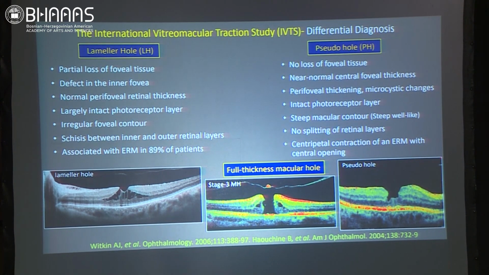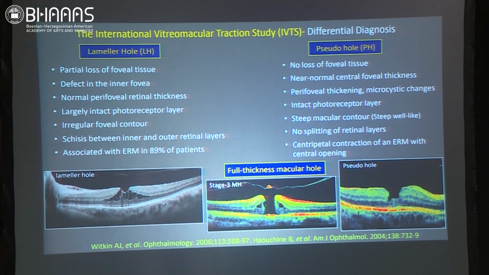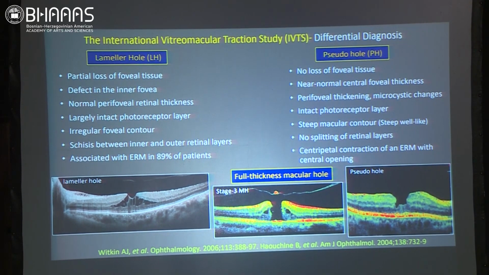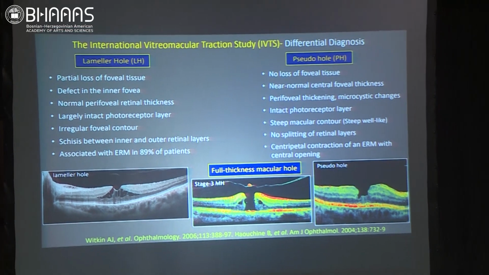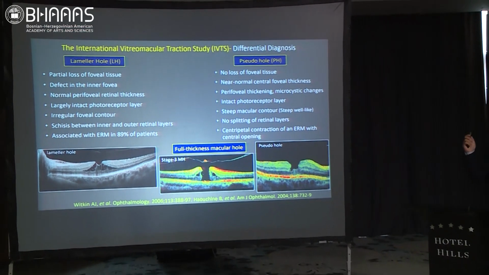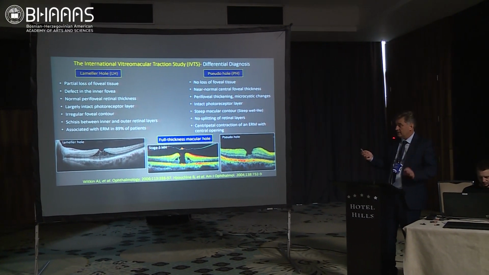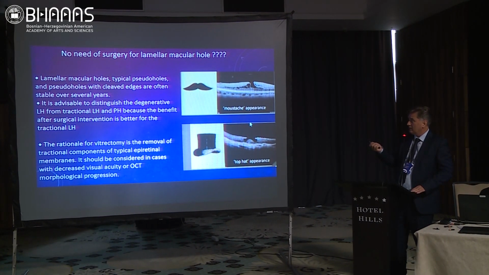What is very important, according to the International Vitreomacular Traction Study, is to make a good differentiation between lamellar hole, full thickness hole, and pseudo hole. You can see the characteristics of the lamellar hole and pseudo holes. I will not read the slides, but it is strictly described. What is important is that there is no need for surgery for lamellar macular hole.